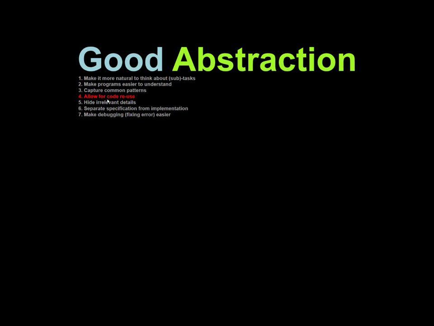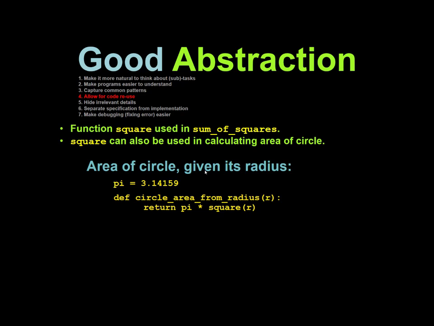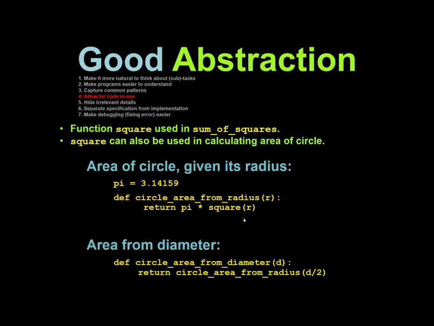This is also related to the next point. 4. Good abstraction is to allow for code reuse. For example, you have seen the square function is used in sum of squares, and actually square can also be used in calculating the area of a circle. Area of a circle, given its radius, is simply pi times square r. Likewise, if you want the area from the diameter, you can do circle area from radius, the diameter given divided by 2, and reuse this code.